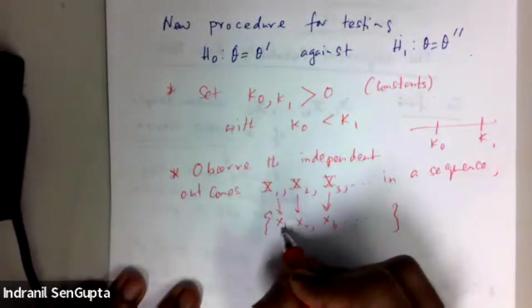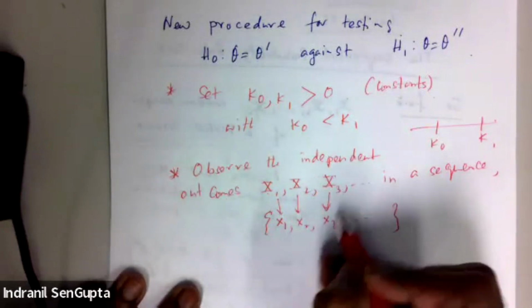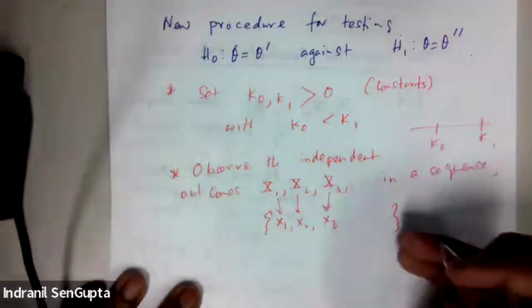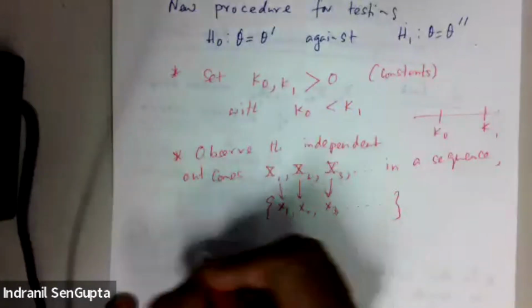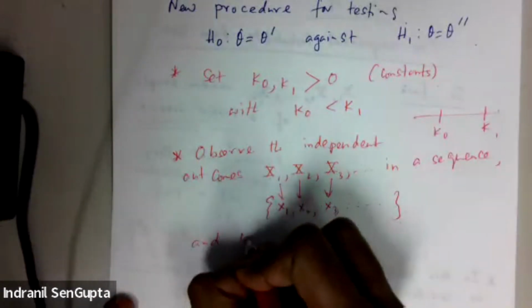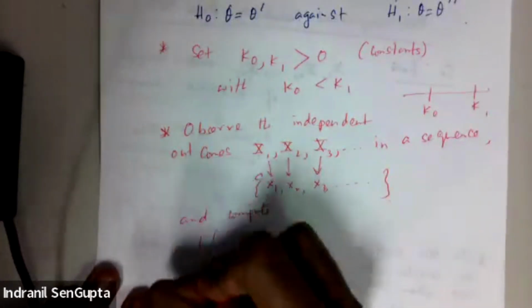So these are the values. Little x1 is a value of big X1, little x2 is a value of big X2, little x3 is a value of big X3, and so on. So we are observing these values and computing. So now we'll be computing the log likelihood function.